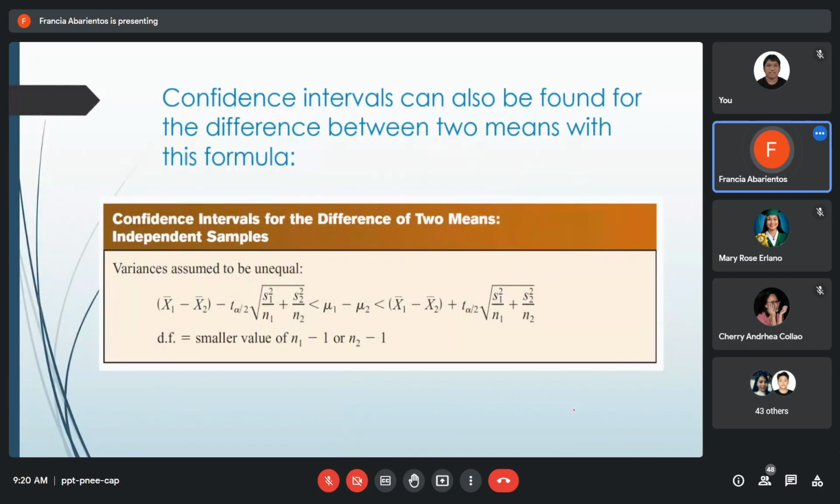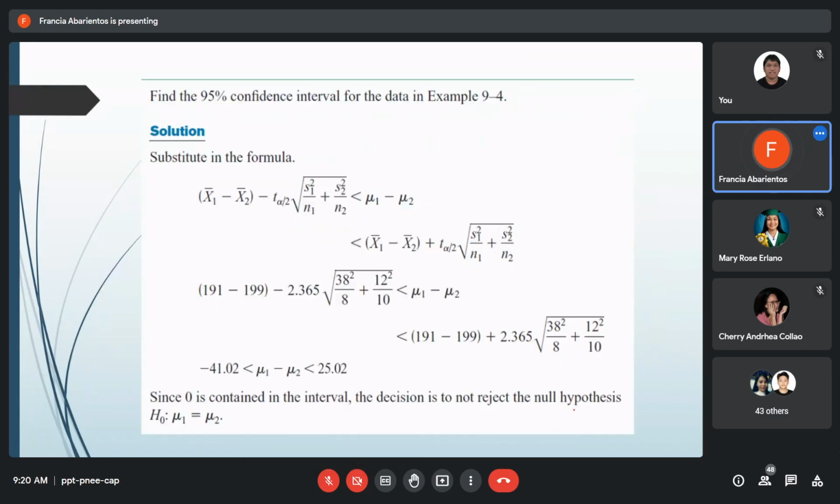Okay. Ito naman, class, we have the confidence intervals that is found for the difference between the two means. Sabi ko nga, this is just proper substitution. So, proper substitution, we will make use of the t-test value.